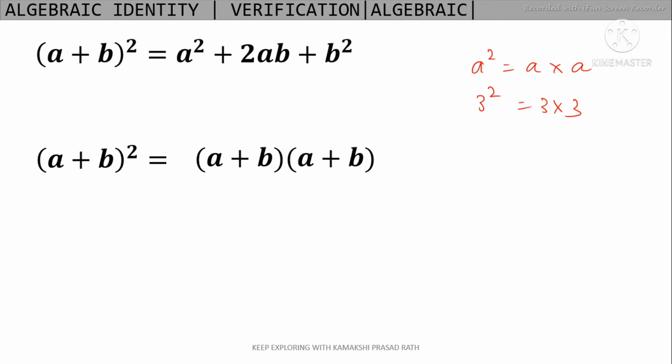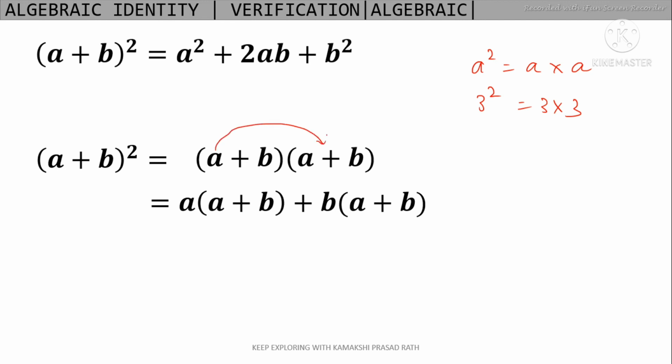So here we can use the distributive property. What we see here, (A plus B) is multiplied with (A plus B). That means A is multiplied with (A plus B), and B is also multiplied with (A plus B). After that, you can see here A into (A plus B) plus B into (A plus B). And the next step comes, see here.